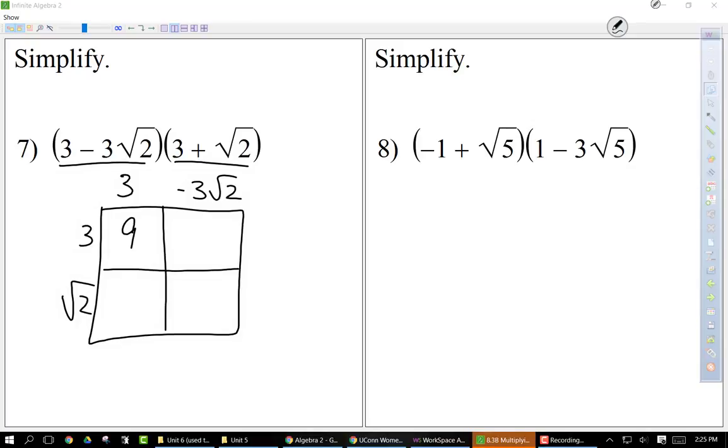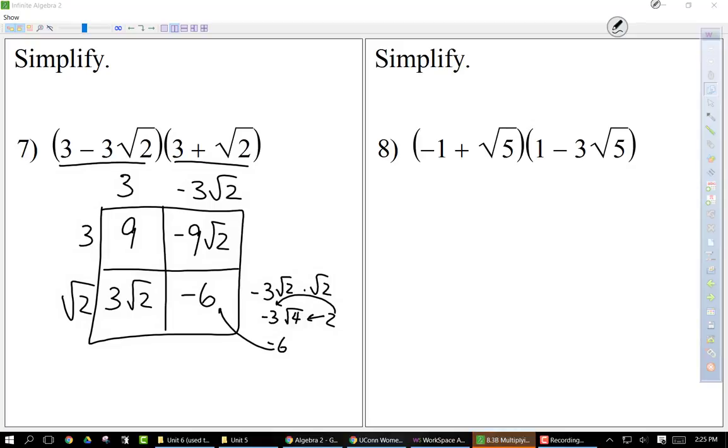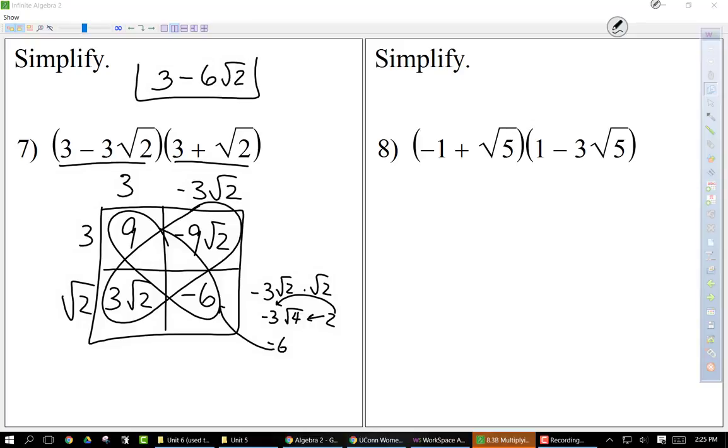So 3 times 3 is 9. 3 times negative 3 root 2 is negative 9 root 2. 3 times root 2 is 3 root 2, and negative 3 root 2 times root 2 should be negative 6. Some of you are like, what? Negative 6? Well, remember, it's negative 3 root 2 times root 2, which is negative 3 root 4, which is just negative 6 because root 4 is 2, and 2 times negative 3 is negative 6. Now let's combine. 9 minus 6 is 3. Negative 9 plus 3 is minus 6 root 2. That is your final answer for 7.